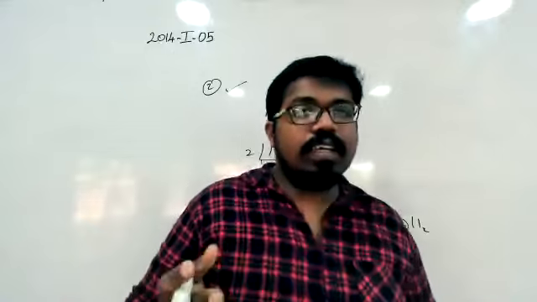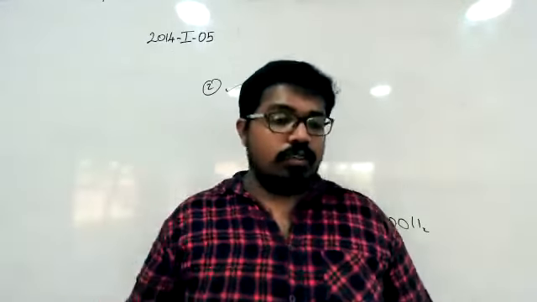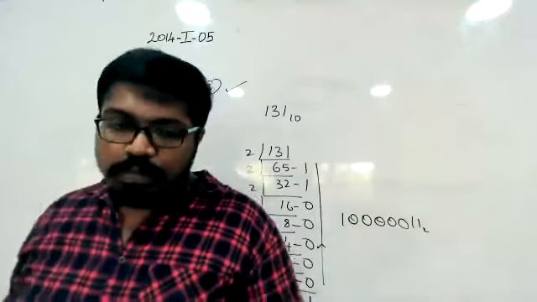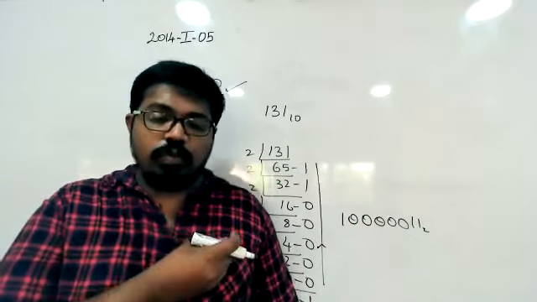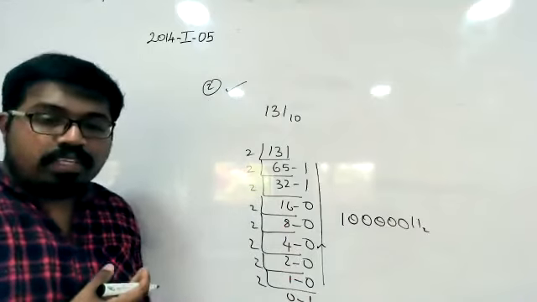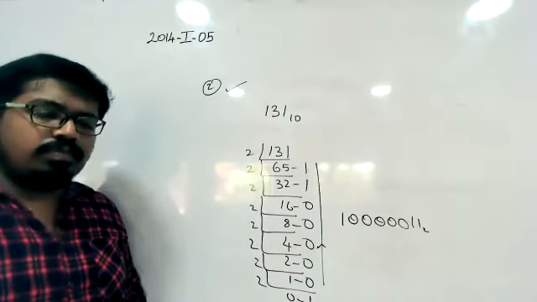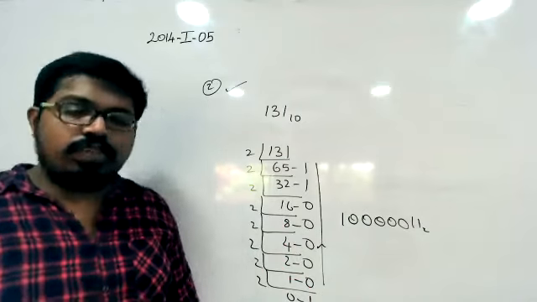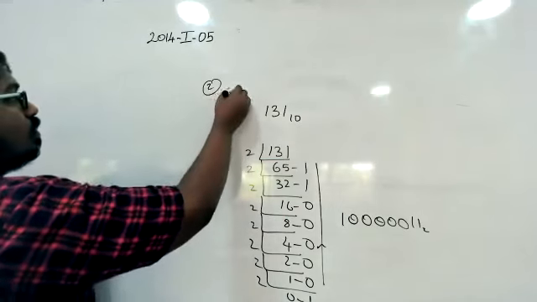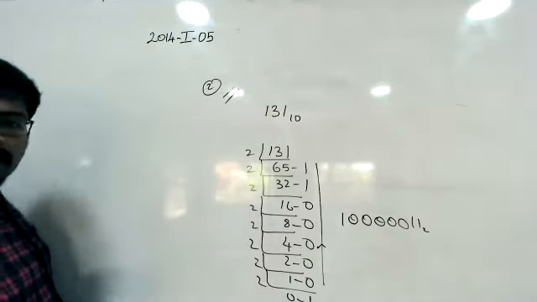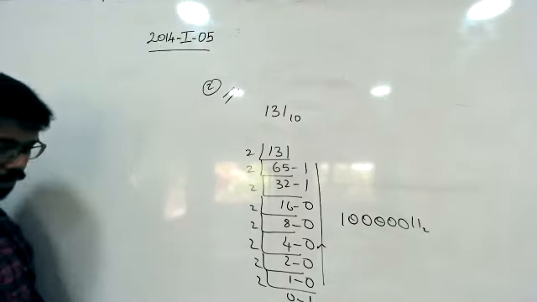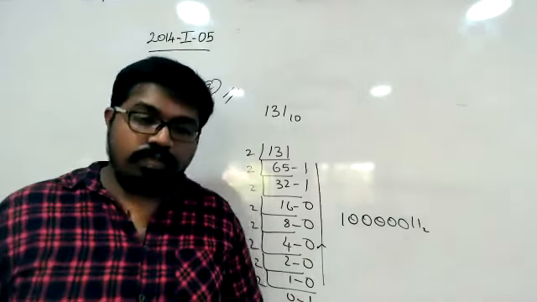This is what I am telling again and again. When you are having a majority of answer options in binary, you have to perform the binary conversion initially. Then only you can determine the answer quickly. Otherwise, you can check each and every one, but it's a waste of time, right? So the answer will be the second answer option. So that's the end of 2014 part 1, question number 5, right?